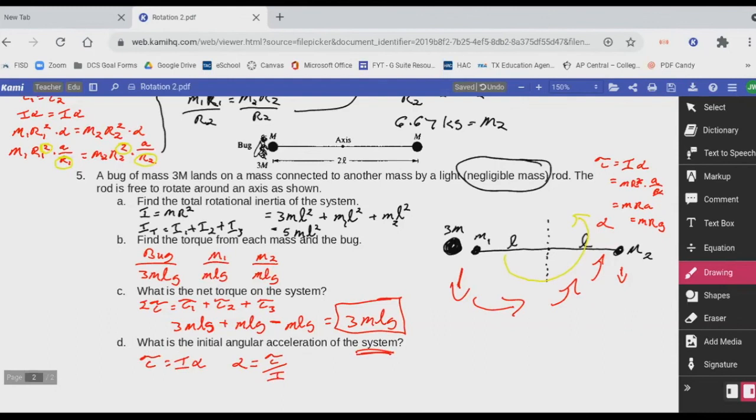Let's put those numbers in. 3mLg divided by 5mL squared. The m's cancel out. The square on the bottom takes care of the L on the top, and I'm left with 3g over 5L. And that is the angular acceleration of this system. And that completes this page.